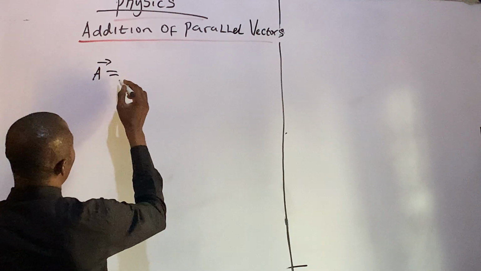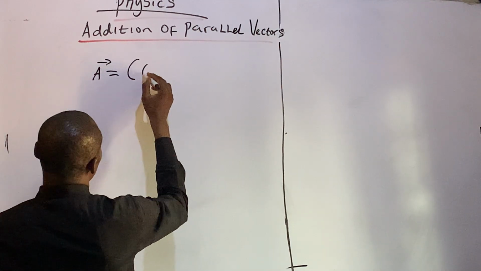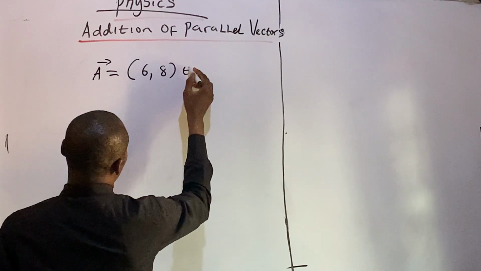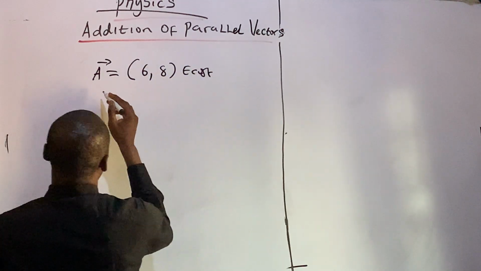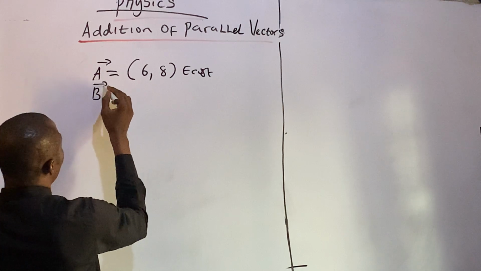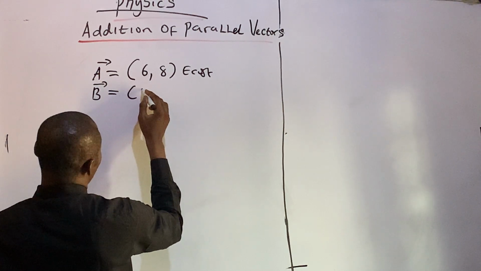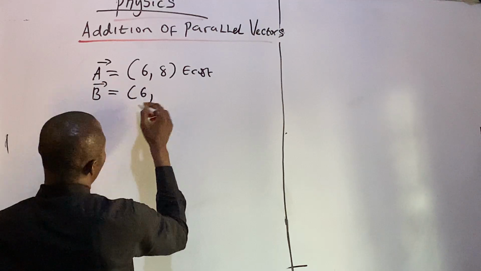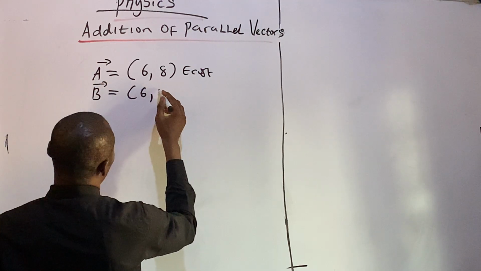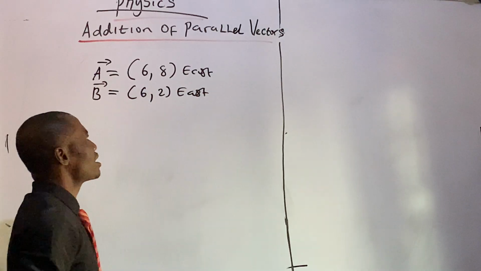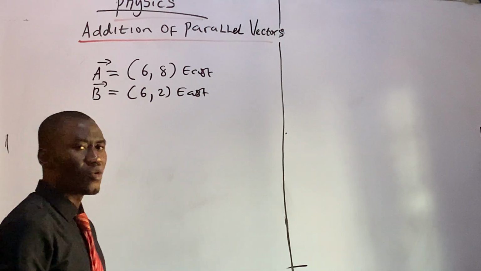Now let's say we have a vector A, let's use a black pen, vector A has the value 6 and then the value 8 to the east. And then we have vector B. Vector B has the value 6 and also the value 2 to the east. Now you are asked, what's the magnitude of this vector?